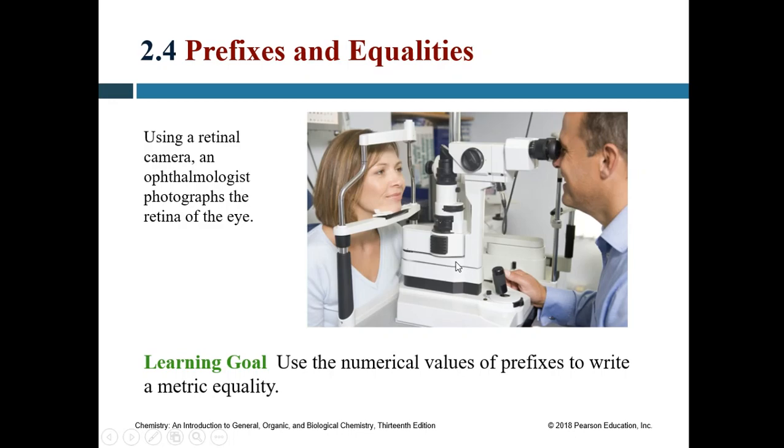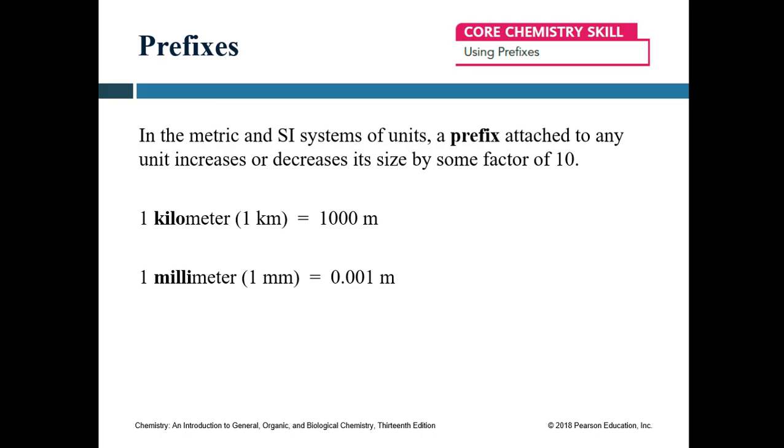2.4 Prefixes and Equalities. Let's look at the numerical values of prefixes to get an idea of some of them. In the metric and SI units, a prefix attached to any unit increases or decreases its size by some factor of 10. I don't mean just 10, but it depends. So a kilometer takes 1,000 meters to make, whereas a millimeter, it takes 1,000 millimeters to make 1 meter. Or we could write it as 1 millimeter is 1,000th of a meter.